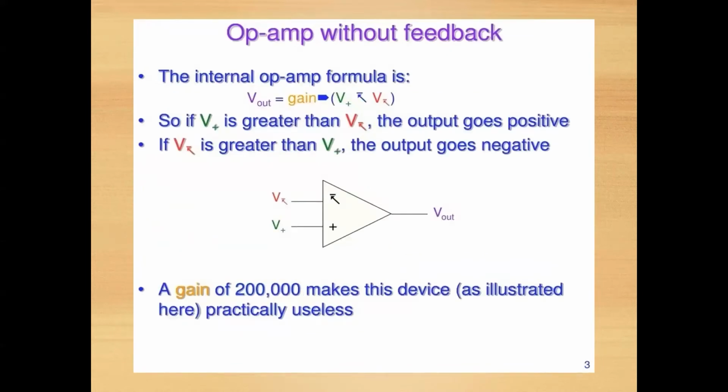Operational amplifier without feedback. The operational amplifier formula is V output equals gain times V positive minus V negative. If V positive is greater than V negative, then the output is positive, and if V negative is greater than V positive, then the output is negative.